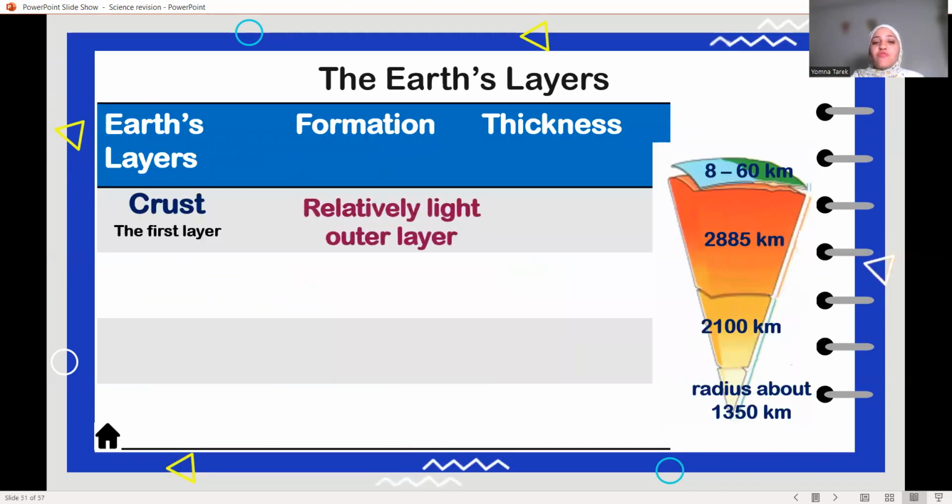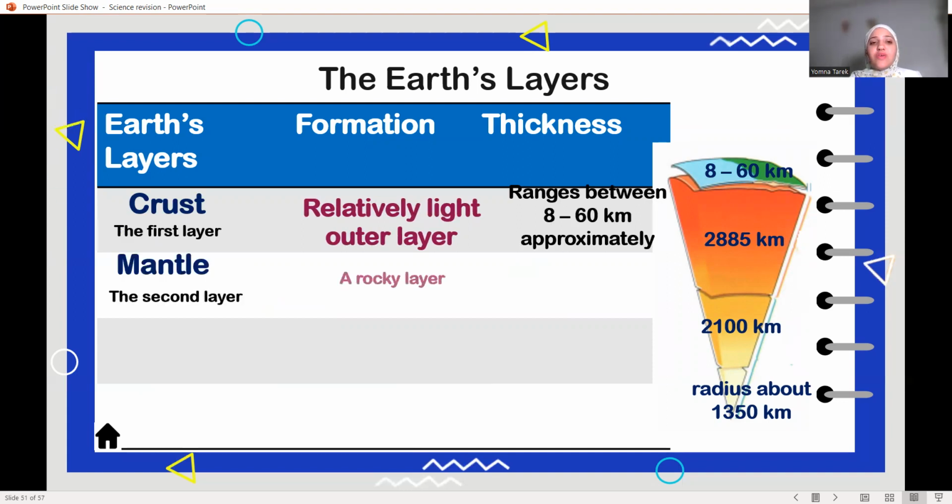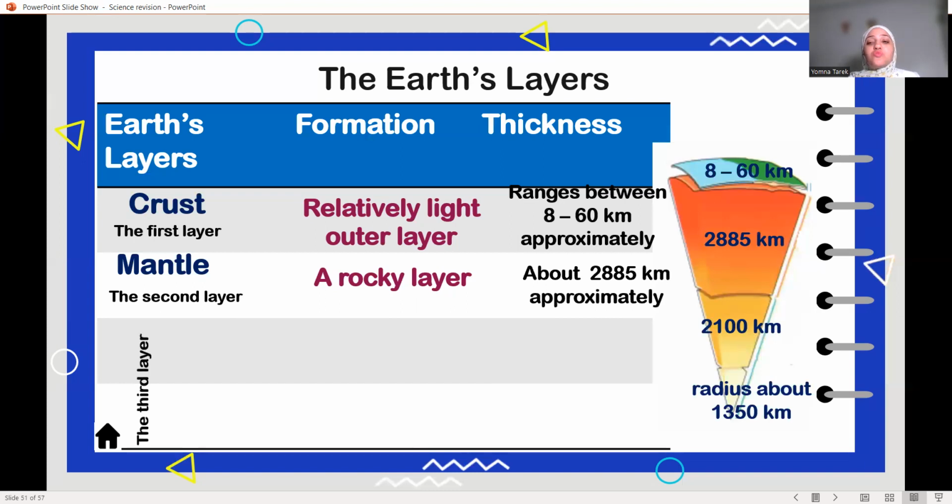First, we have crust, which is a light outer layer, and it's from 8 to 60 kilometers. And we have mantle, which is a rocky layer. It's a layer that contains a lot of rocks, and it's about 2,885 kilometers.